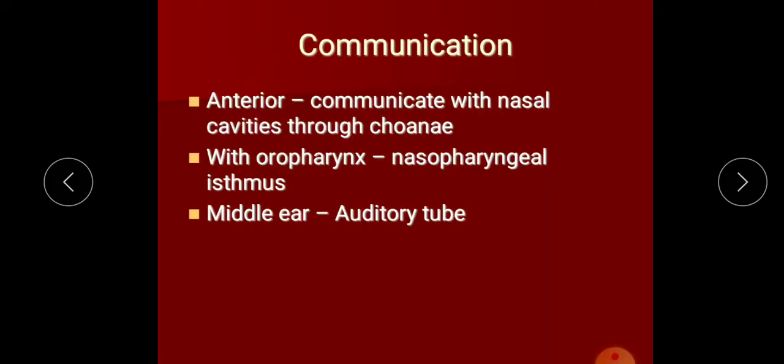Read that. Anteriorly, it communicates with the nasal cavities through the choana or the posterior nasal aperture, with the oropharynx through the nasopharyngeal isthmus, and into the middle ear through the auditory tube. Through the auditory tube, the pressure is equalized on either side of the tympanic membrane. Because of this communication with the nasopharynx, the auditory tube finally opens towards the middle ear. So now you know the three communications of the nasopharynx.